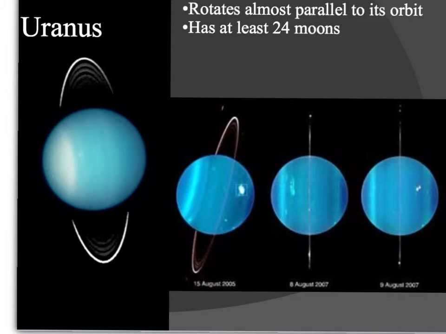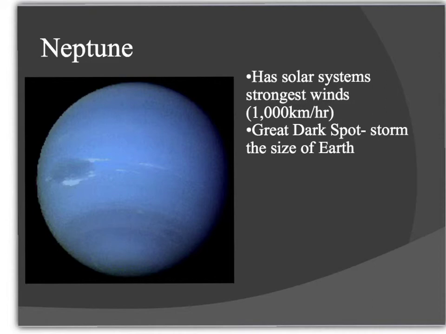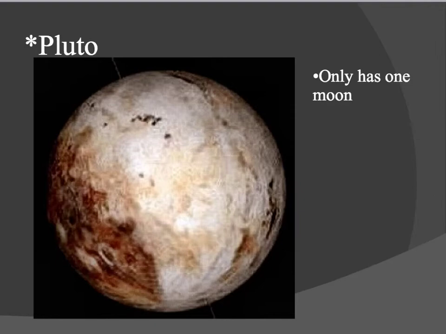Neptune, the eighth planet in our solar system, contains the solar system's strongest winds, up to 1,000 kilometers per hour, and it too, very similar to Jupiter, has a spot. We call this one the Great Dark Spot, and it's also a large storm, and it's actually about the size of our Earth. Pluto is next up in our solar system, although it's no longer considered one of the planets.